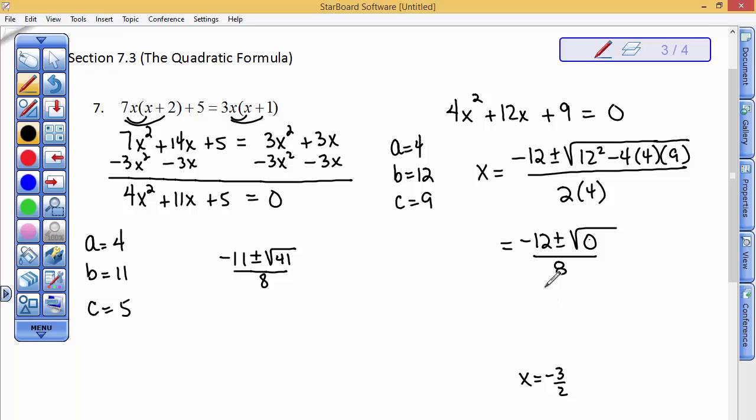So square root of 0 is 0. So if you took a negative 12 and add 0 to it, and then divide by 8, you'd get a negative 12 over 8. And 4 goes into each of those. 4 goes into the numerator 3 times and into the denominator twice. Well, you wouldn't need to take a negative 12 and subtract 0. When there is nothing to add or subtract, you get what's called a double root that is a negative 1.5.